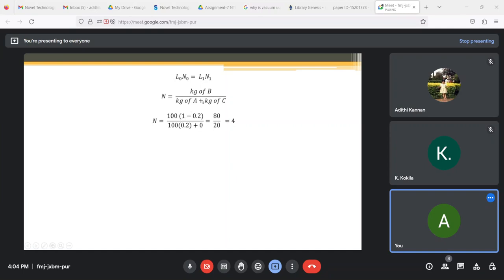And kg of A is 100 into 0.2. And since you do not have any solvent here, it is 0. So you have 80 divided by 20 as your N value, which is equal to 4. 20% is oil, which is kg of A. 80% is solid, which is kg of B. So your N value comes out to 4.